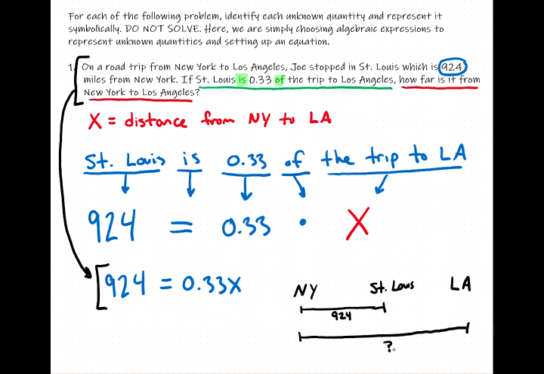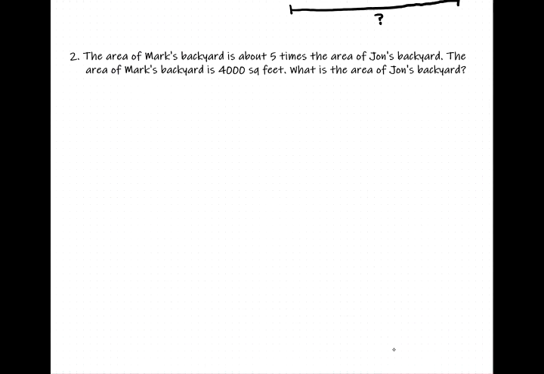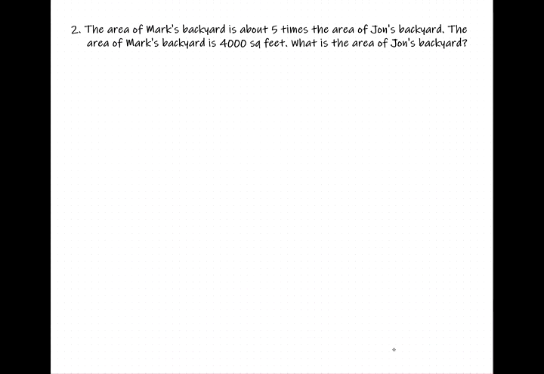Okay, so let's look at number 2. The area of Mark's backyard is about 5 times the area of John's backyard. The area of Mark's backyard is 4,000 square feet. What is the area of John's backyard? All right, again, starting at the end of the problem, here is the question. The unknown here is the area of John's backyard.